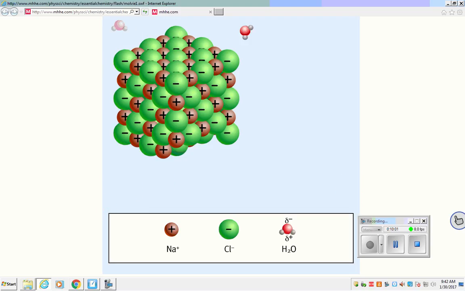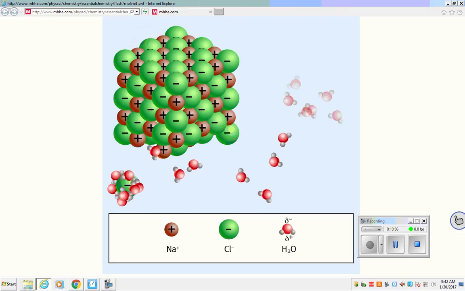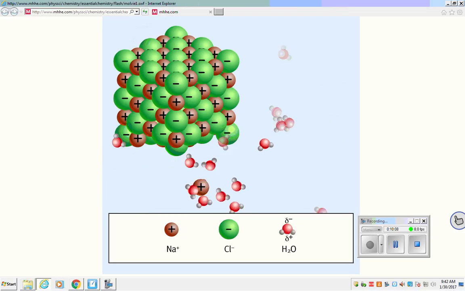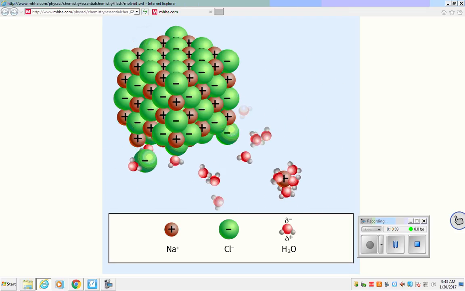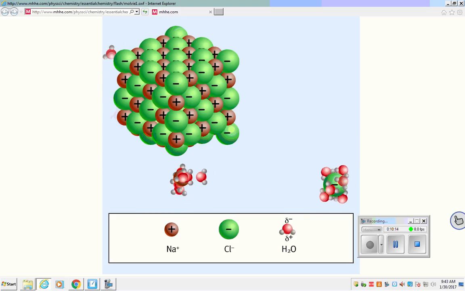Now those ions can move around in solution, which allows them to be mobile charged particles and conduct an electric current. So it's very important to notice when you're looking at this animation that the positively charged hydrogens face the green negative chlorines, and that those negatively charged oxygens are facing your positively charged sodium atoms. Sodium ions, I should say, sorry.